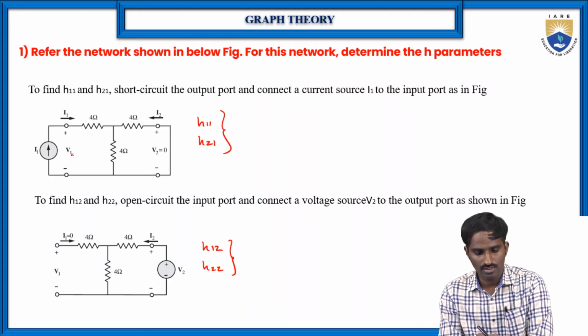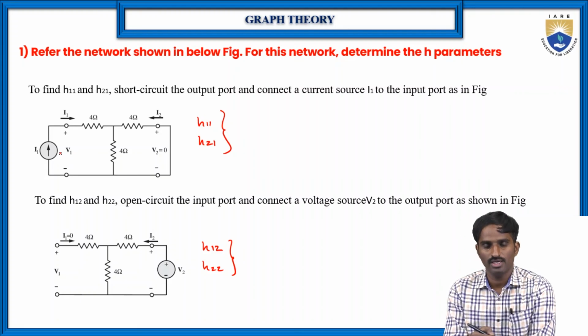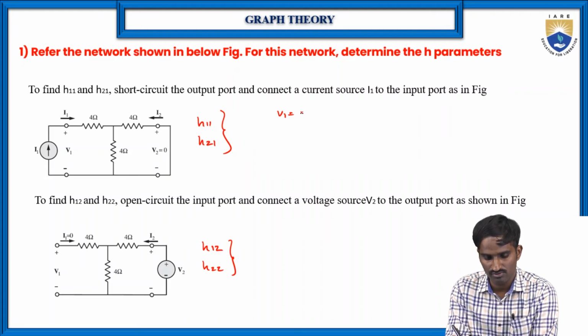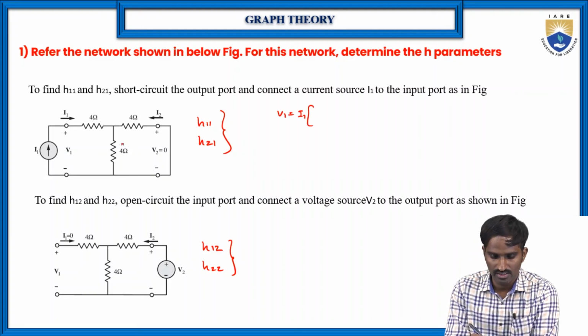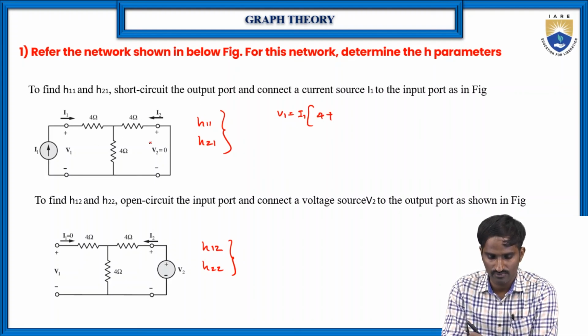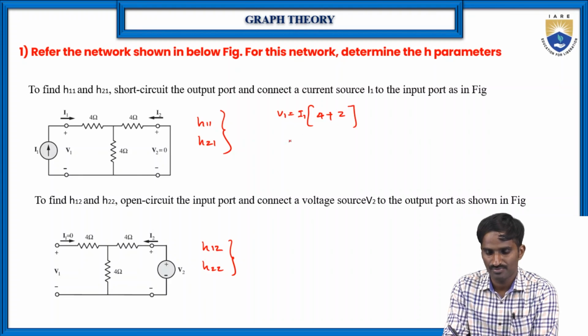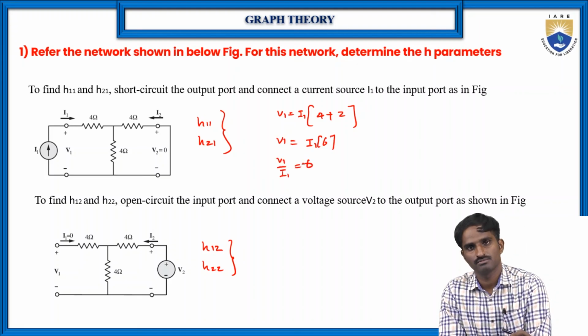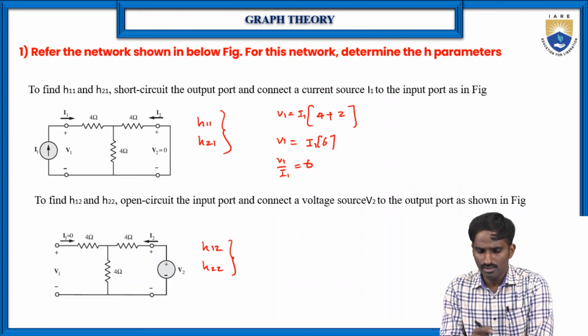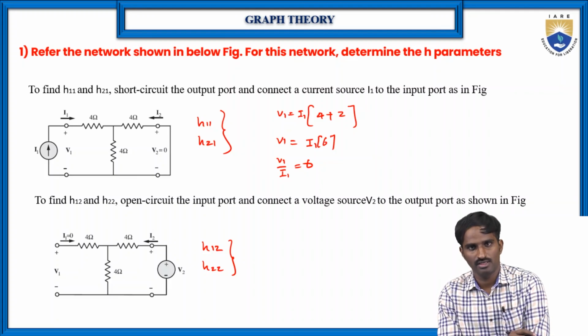Find the total voltage V1, which is equal to I1 into, again these two are in parallel, so 4 plus the parallel combination, which is 2. So here it is I1 into 6. So V1 by I1 is equal to 6. The same way we can find the other parameters also.